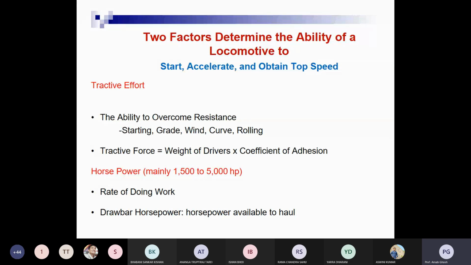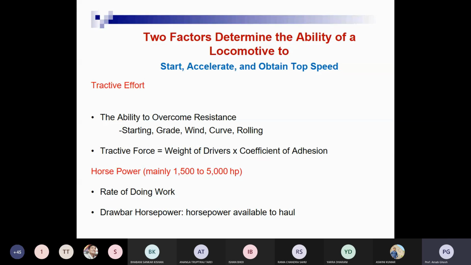So the most important features are to start, accelerate, and obtain the top speed. Starting of the train: basically the motor should overcome the friction. The friction will be there, and the motor should overcome it, then the train will start.